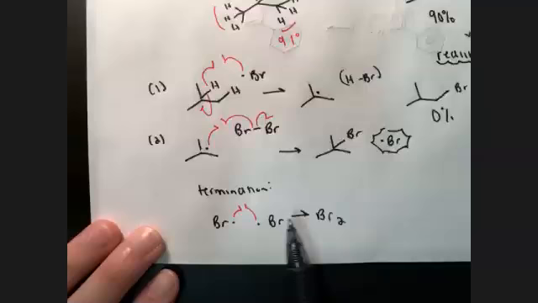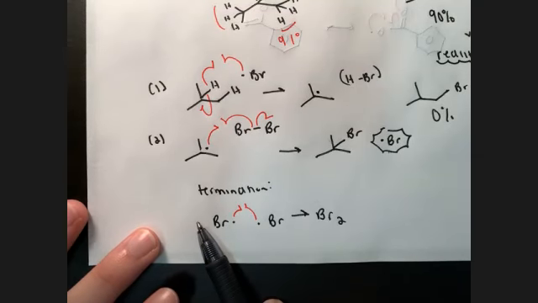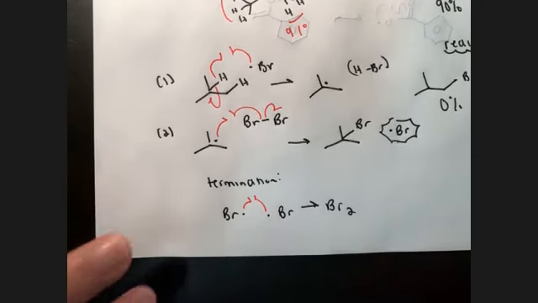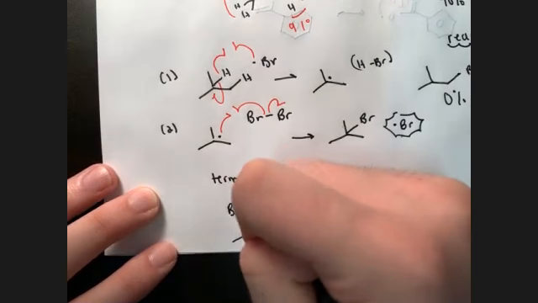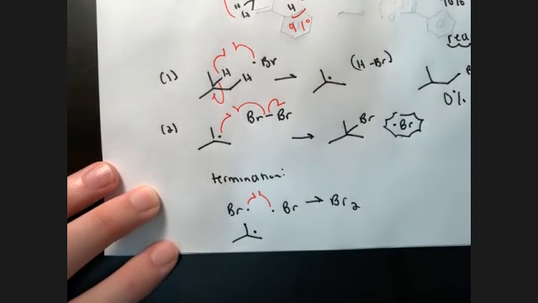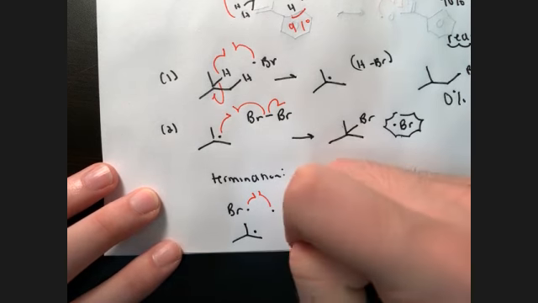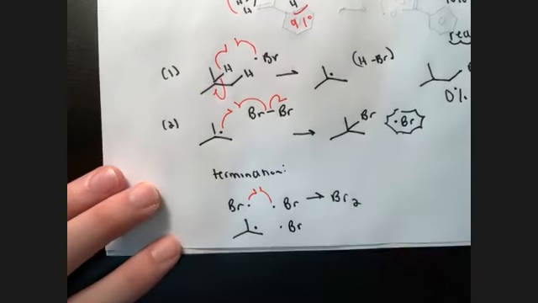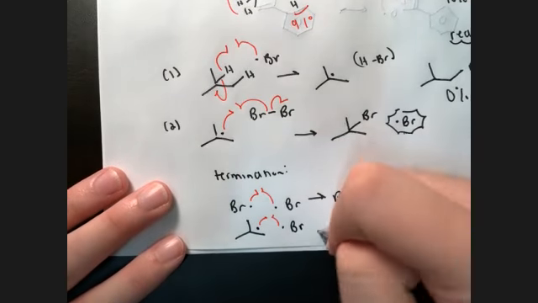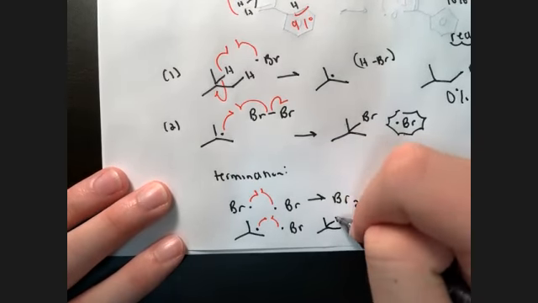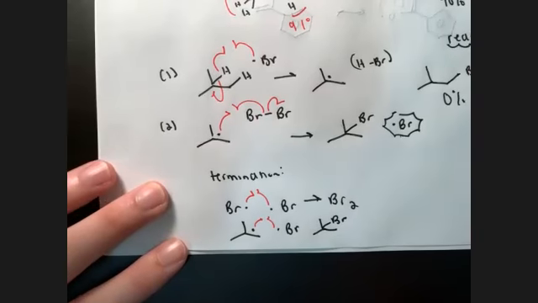Then in termination, you can show a couple of different things. Some people show, like you can show in theory, this one coming with, let me think, you can show this with that. Okay, here I'll just show them for you guys. So let's just argue that that could also be a termination event to form the actual haloalkane.